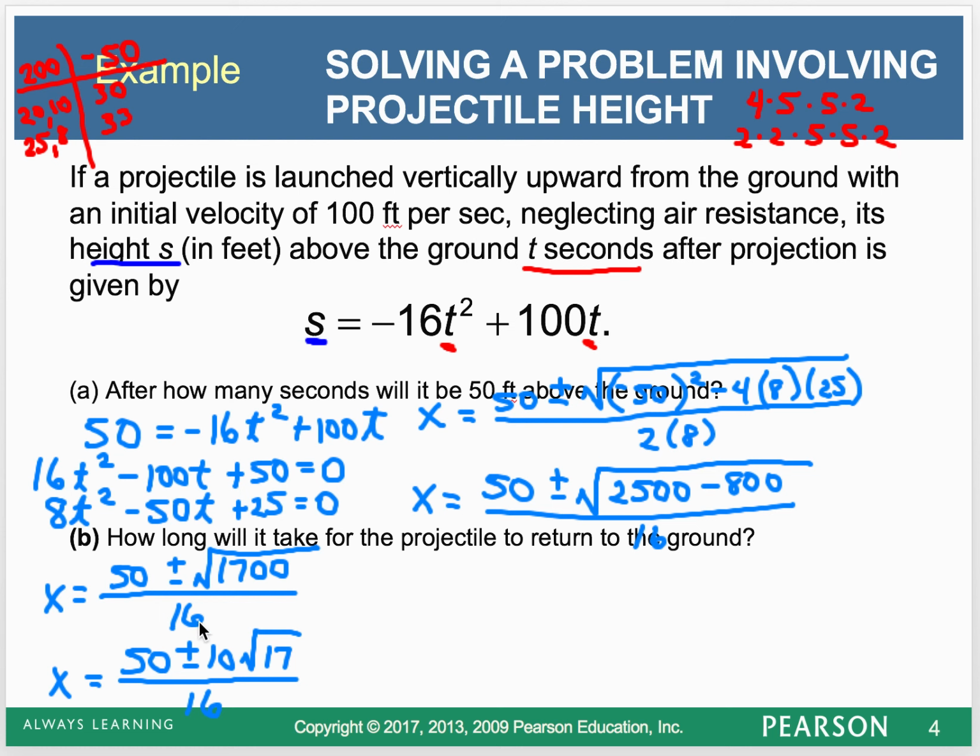Okay, now notice they're all divisible by 2. So I can simplify that even further. Divide a 2 out of each term so that I get 25 plus or minus 5 square roots of 17 divided by 8. Now, if we were just solving a quadratic equation, this is what our solution would look like.